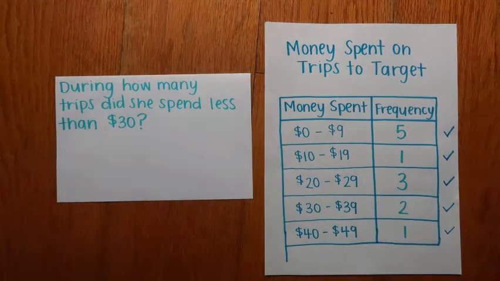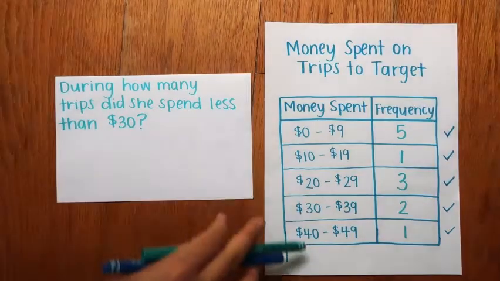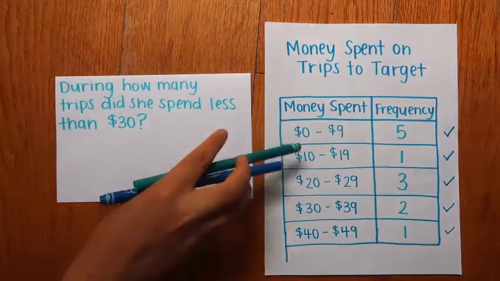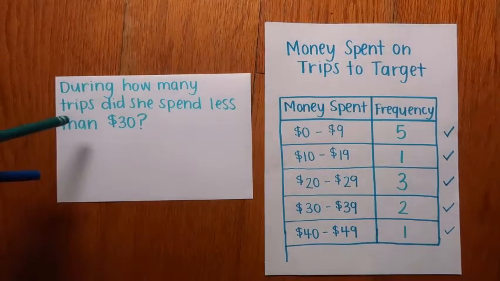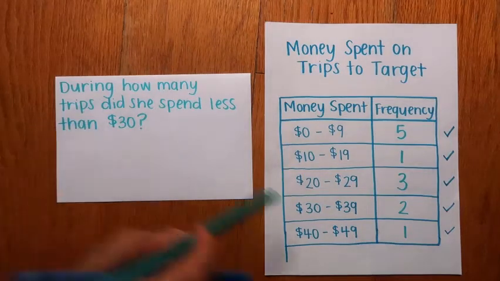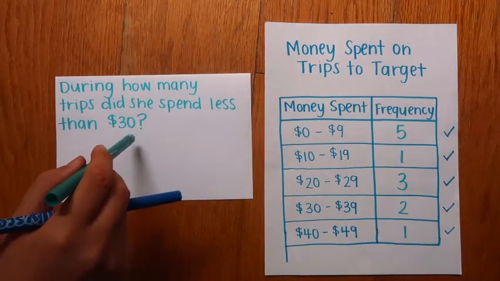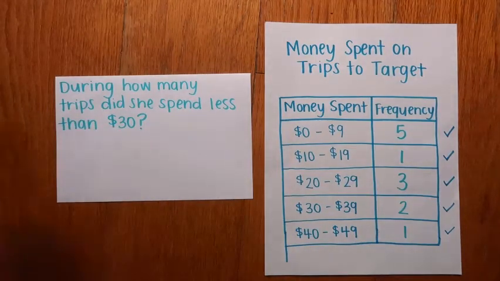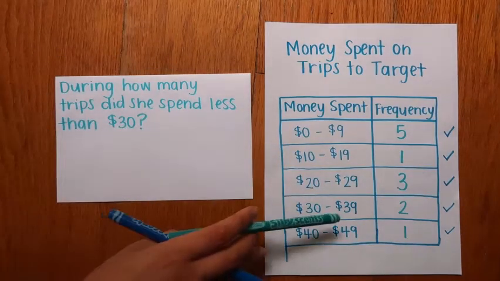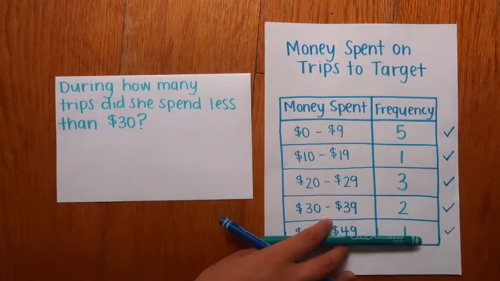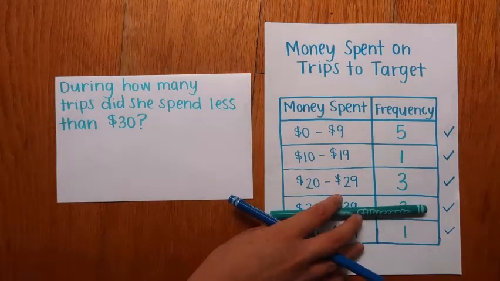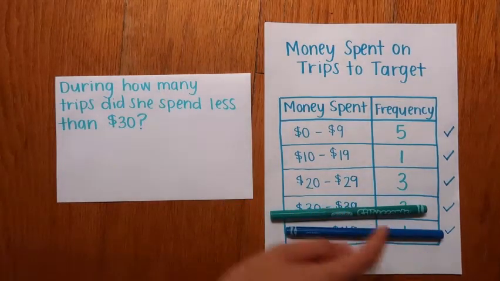All right, it says money spent on trips to Target, and this is the one that's in the range format. So they're not super specific about how much money was spent, they give us that range. During how many trips did she spend less than $30? So not $30 and less than, but just less than $30. So 30 to 39, that part is not included, and neither is the 40 to 49. So everything below that is not included.